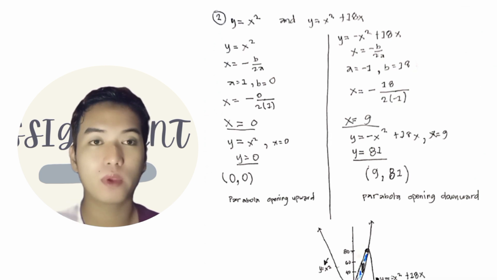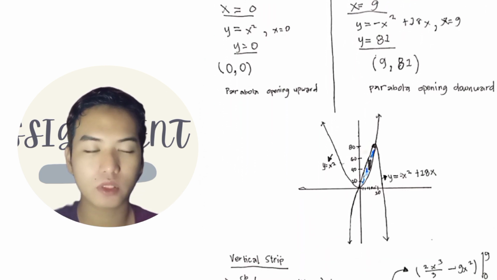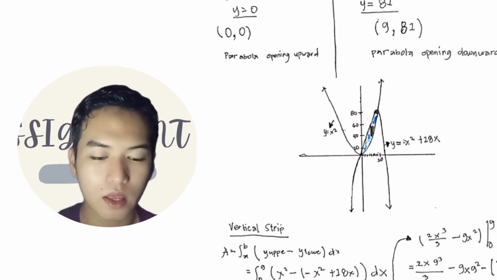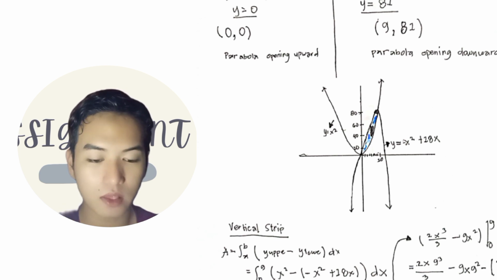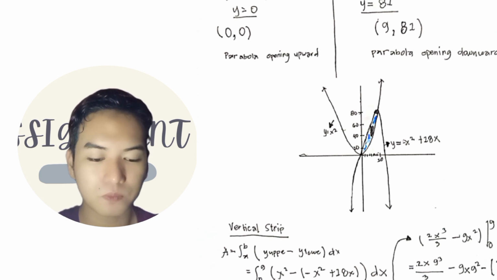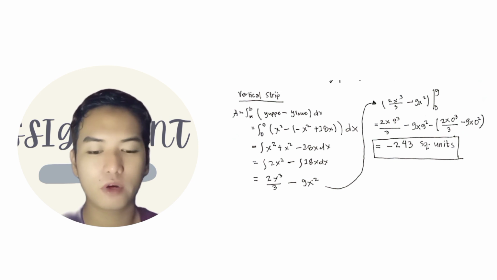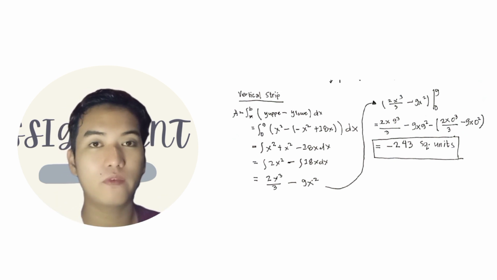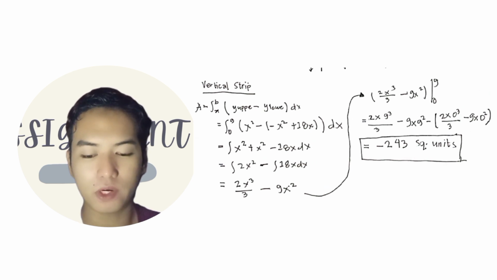Next, we have now our graph, which is the two parabolas combined, and the shaded part is what we will get, the area of interest. We plot this using our vertices.